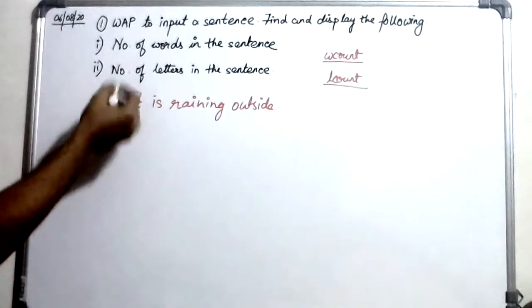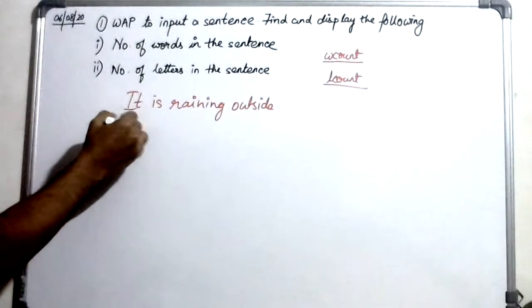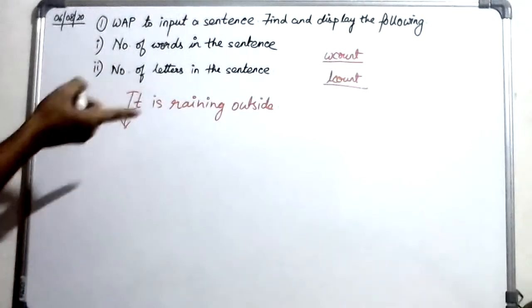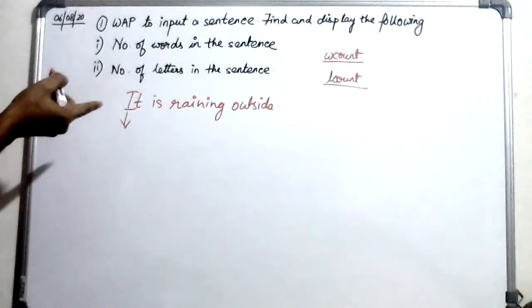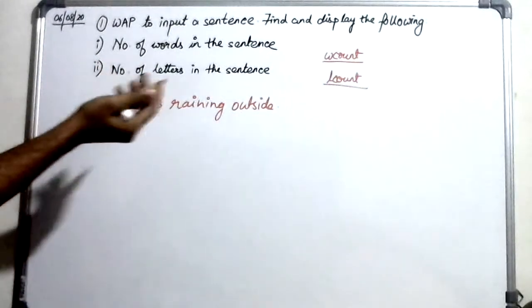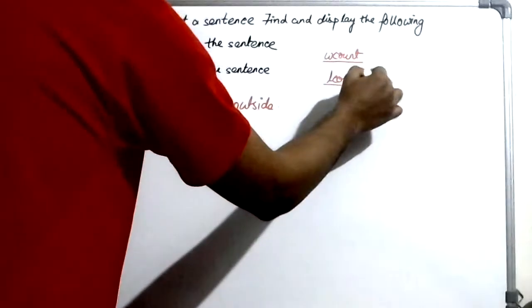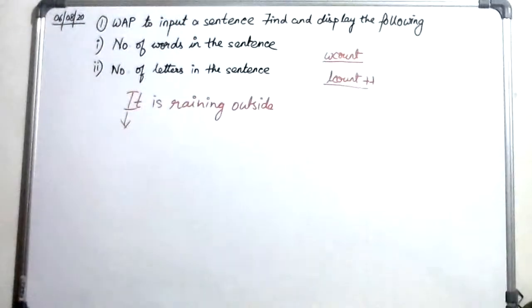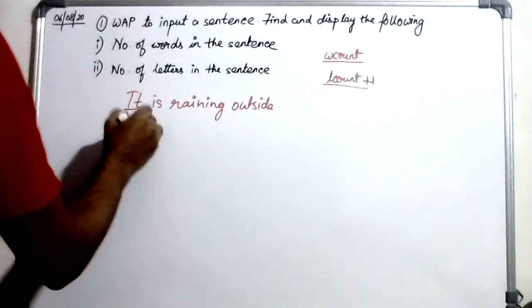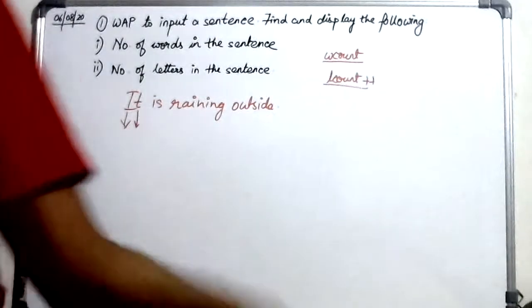Now, since we are extracting characters starting from the beginning of the sentence, once we extract this character, we'll check whether it is a blank space or not. As you can see, it is not a blank space. So what we'll do is we'll just increment L count by 1. Again, we extract this particular character. It is again not a blank space.